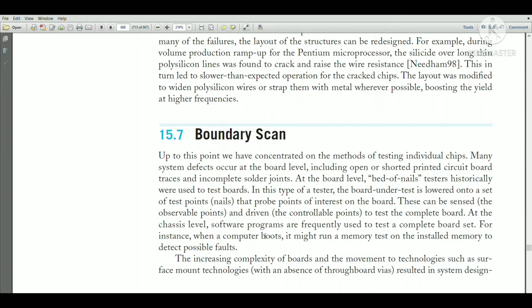At the chassis level, software programs are frequently used to test a complete board set. For instance, when a computer boots, it might run a memory test on the installed memory to detect possible faults. It happens every time.